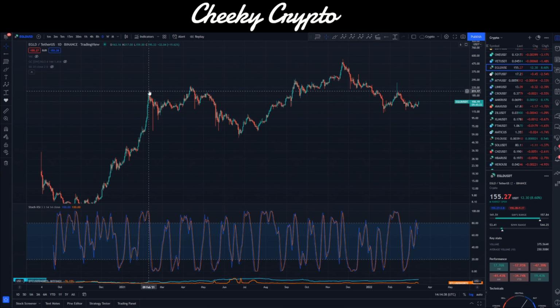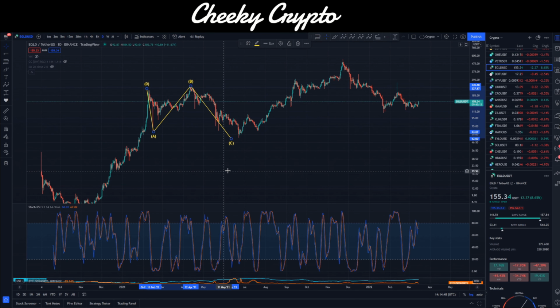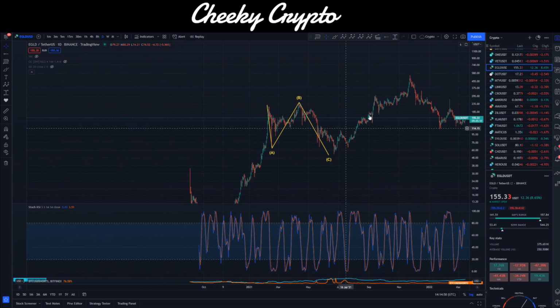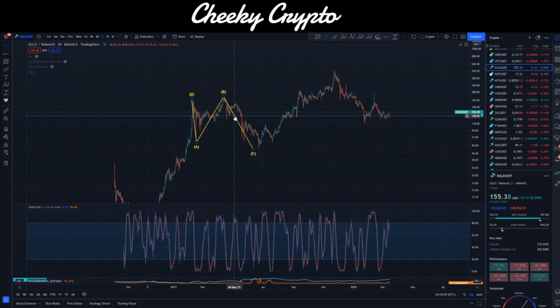and this is something similar to what Cardano did. When we take a look at this from February 2021, if we pick up our ABC move, we have an A wave down, a B wave higher, and then a C wave down lower than A wave. It's an expanding flat correction. And then from there, we went up and soared much higher. We hit $546, and then from there, we are tracking down again.